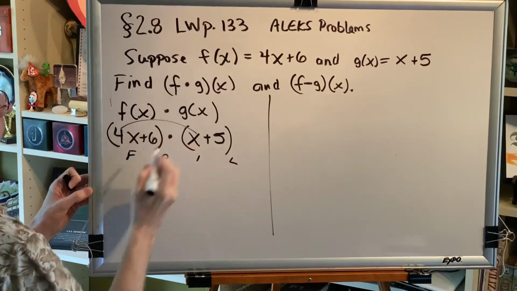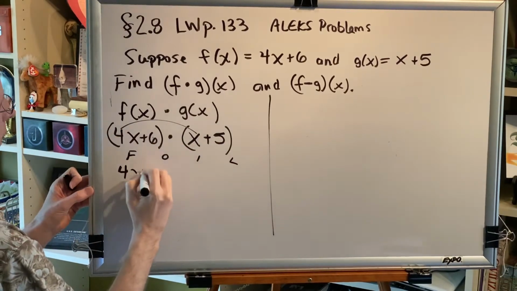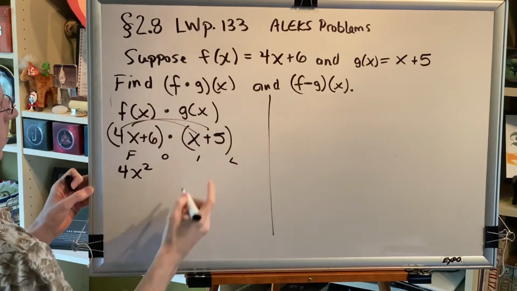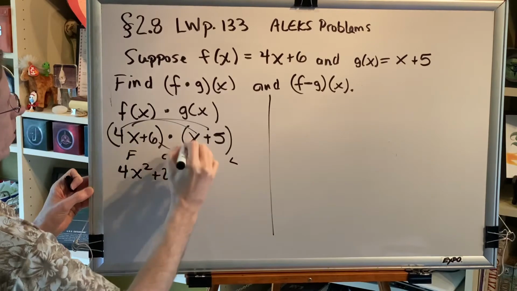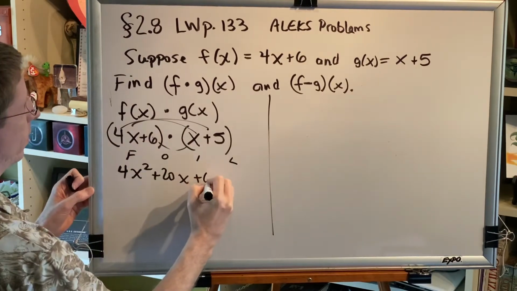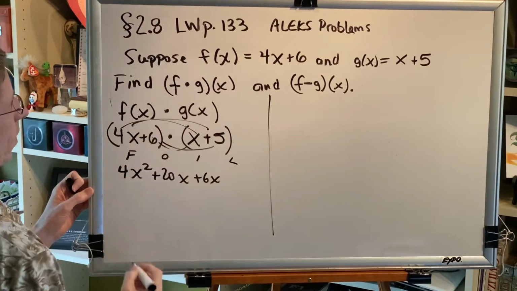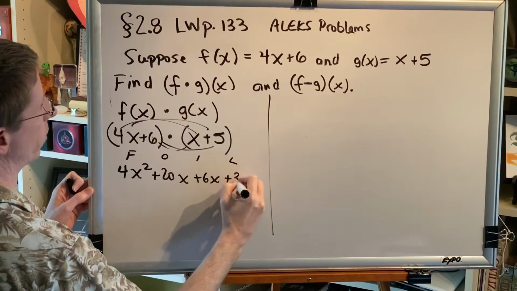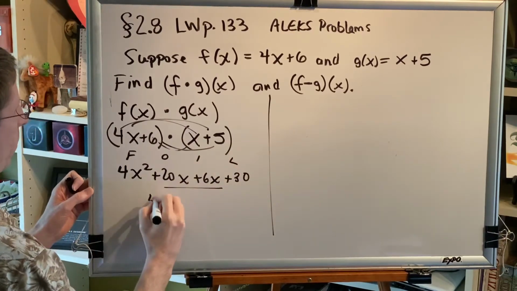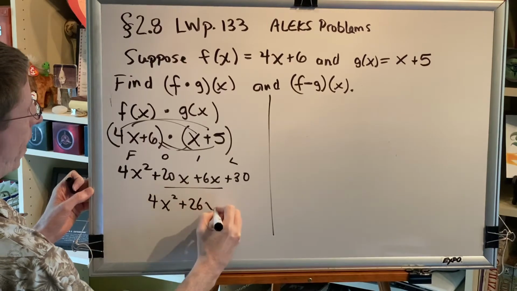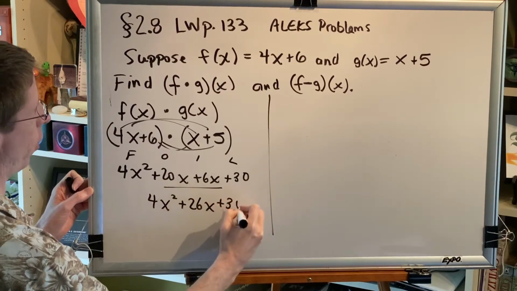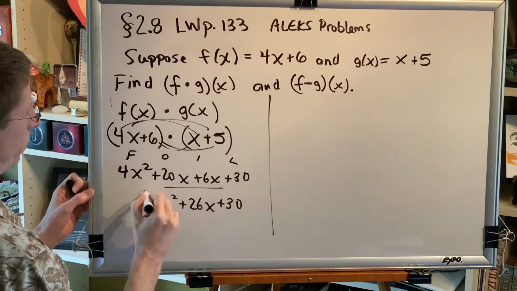So let's do that. 4x times x, 4x squared. 4x times 5 plus 20x. 6 times x plus 6x. 6 times 5 plus 30. Combine your like terms. 4x squared plus 26x plus 30. Final answer.